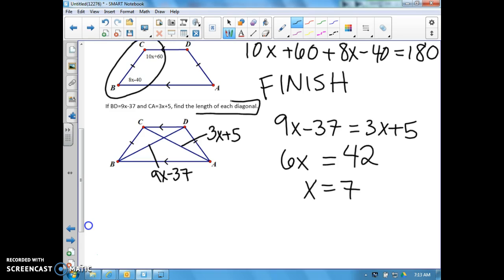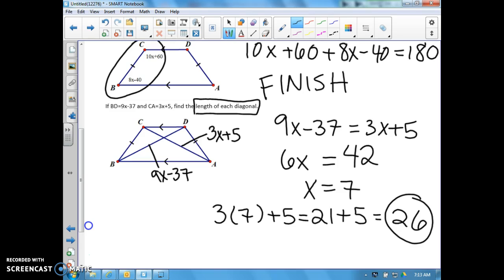If I want the length of each diagonal, then I simply plug 7 in. Doesn't matter which one because they're the same. I do 3 times 7 plus 5, which gets me 21 plus 5, or 26. Yeah, 26 is my answer. Good.